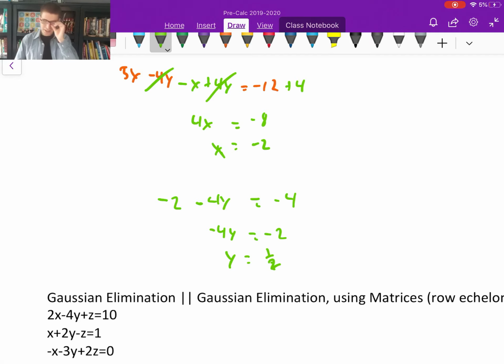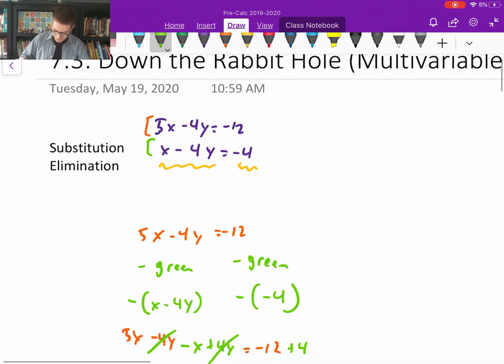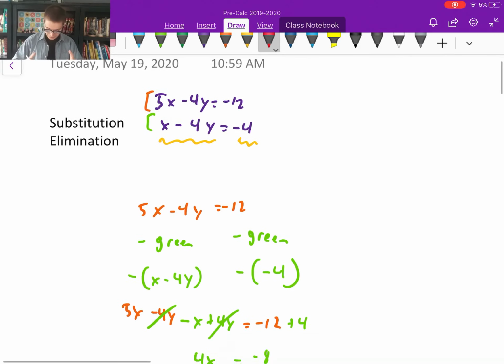Okay, so this is a valid way of solving equations. You've seen this before, and this is a pretty straightforward process, I hope. It's because of this that we could say, for example, what we essentially did here, when we subtracted both equations from each other, we subtracted the 5x minus x, we subtracted negative 4y minus negative 4y, we take the negative 12 and subtracted 4. That's what we did.